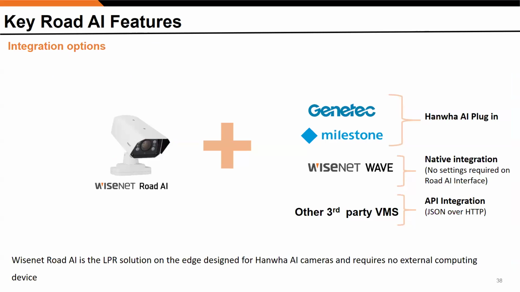And there are lots of questions about integration. So obviously, this is integrated with our Wisenet Wave VMS. It is also integrated with our AI plugin for Milestone and Genetec. So they work very quickly, very easily, very little to do. And then there's API integration with a lot of other systems, including JSON over HTTP. So we can easily send out that data via HTTP.